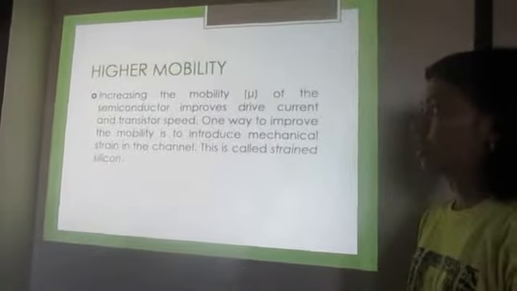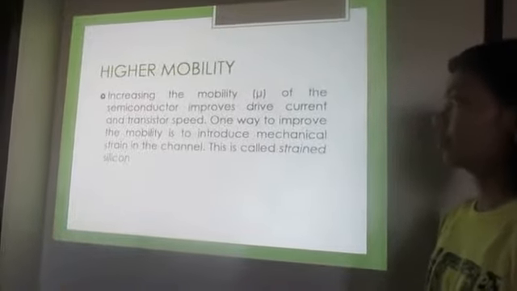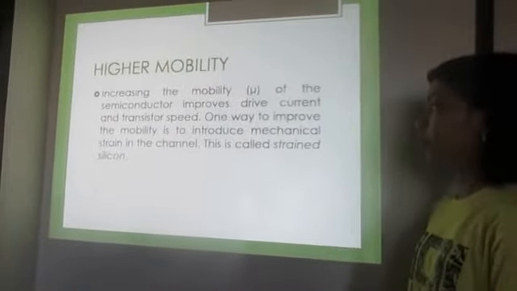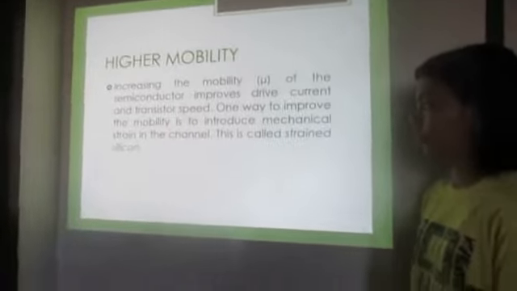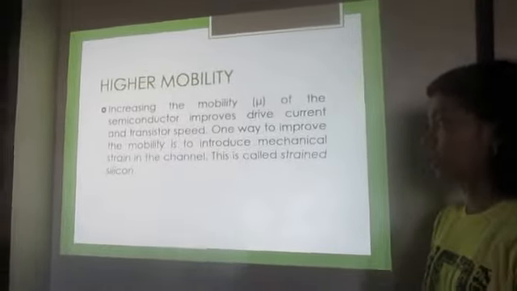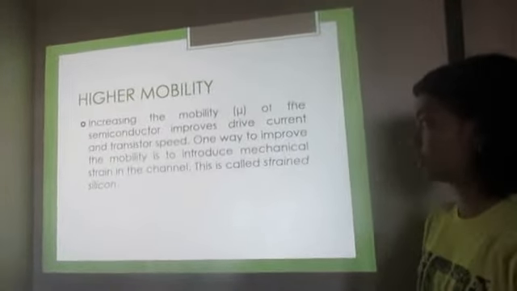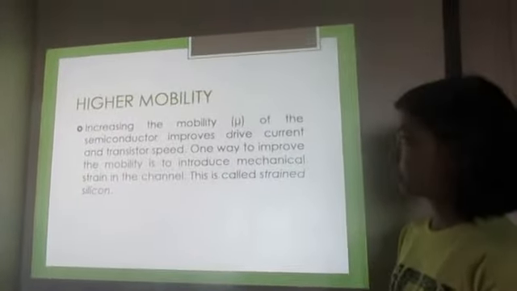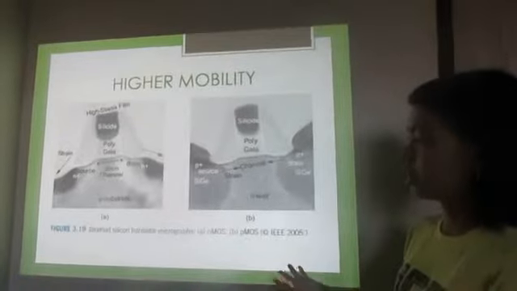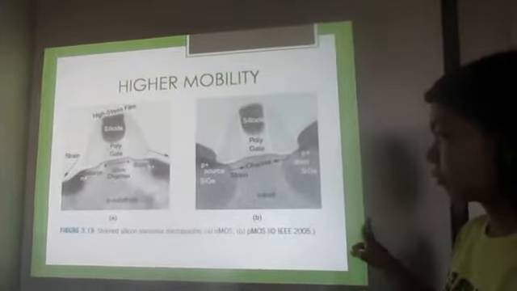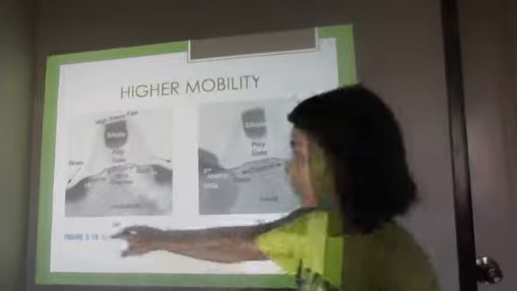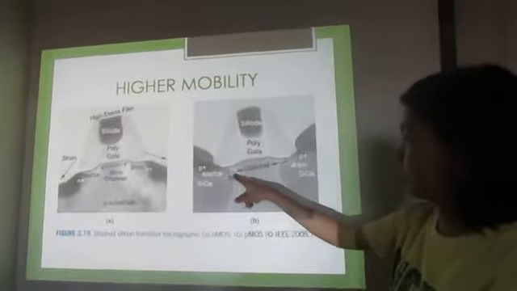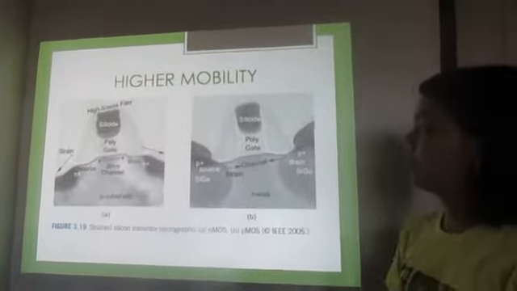Last but not the least, the higher mobility. Increasing the mobility of the semiconductor improves drive current and transistor speed. One way to improve the mobility is to introduce mechanical strain in the channel. This is called the strained silicon. This is the strained silicon transistor micrographs, which is the NMOS, the strain, and in the PMOS, this part.